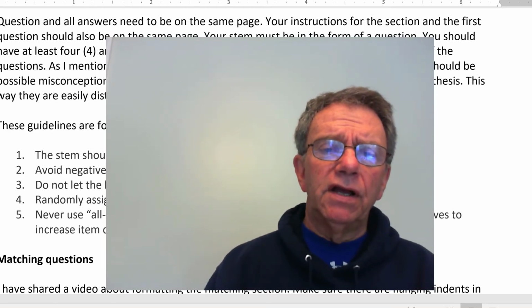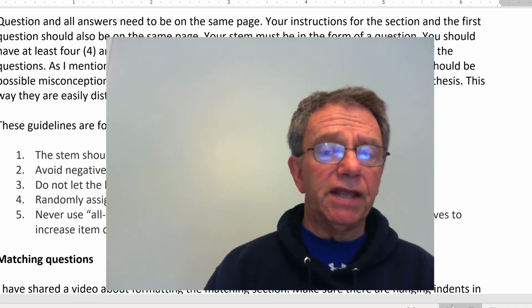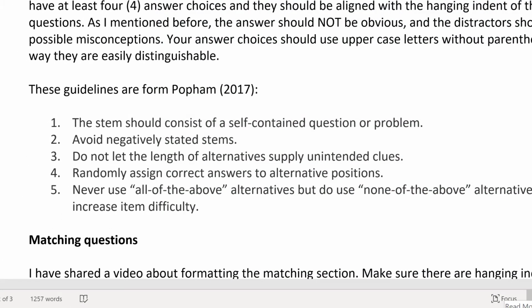These guidelines are from Popham. The stem should consist of a self-contained question or problem, but I want you to do a question. Avoid negatively stated stems. Those are too confusing. Do not let the length of alternatives supply intended clues. There's 4 short answers and then 1 long one. It says, oh, that's got to be the right answer.